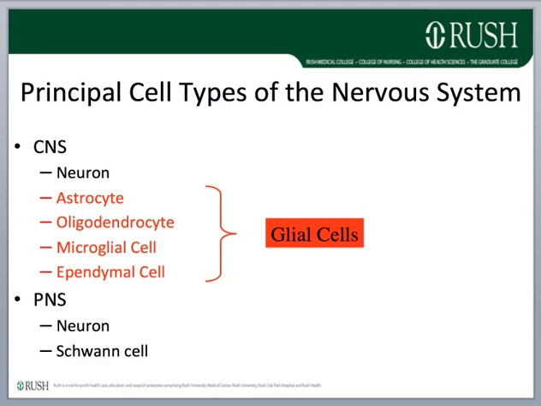Basically, you can divide the CNS into neurons and everything else. And the everything else, which is in the red font, are called glial cells. This is a population of different cells. They have different functions and are derived from different stem cells. In the peripheral nervous system, it's much easier. There's just neurons and Schwann cells, which are the cells that produce myelin around the axons.